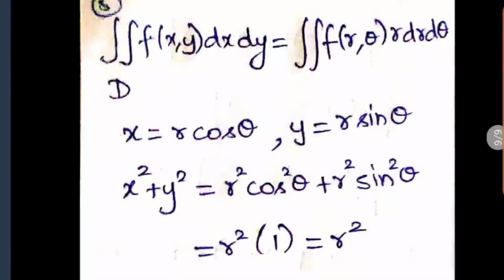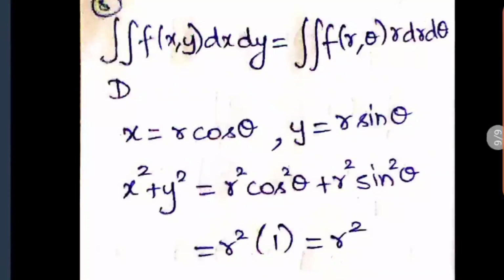So this is the general formula: the double integral of f of x, y in terms of dx and dy will be equal to f of r comma theta into r into dr into d theta. In the options they have given, only 2 options have this r into dr into d theta. The other 2 options have only dr and d theta, so you can neglect those other 2 options.